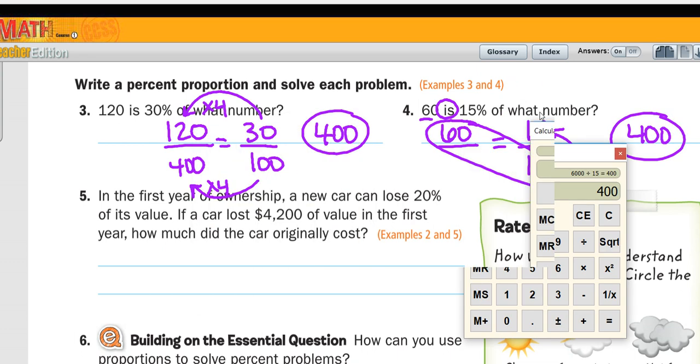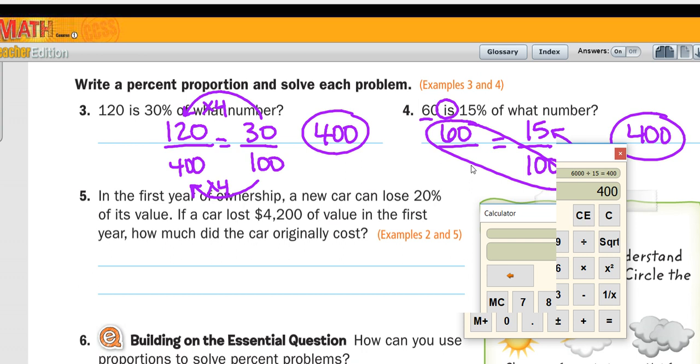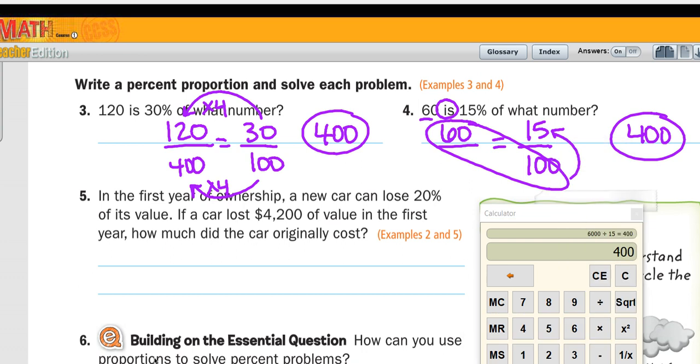And then number 5. In the first year of ownership, a new car can lose 20% of its value. So right away, 20 out of 100. If a car lost $4,200 of value in the first year, how much did the car originally cost? So originally cost is going to be the whole. This is how much it lost. So 4,200 is going to go on the top as the part.